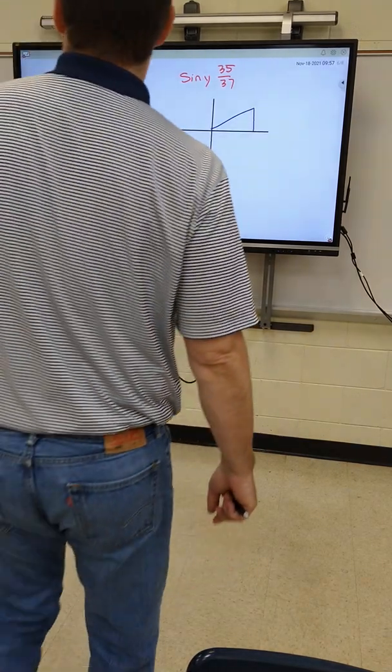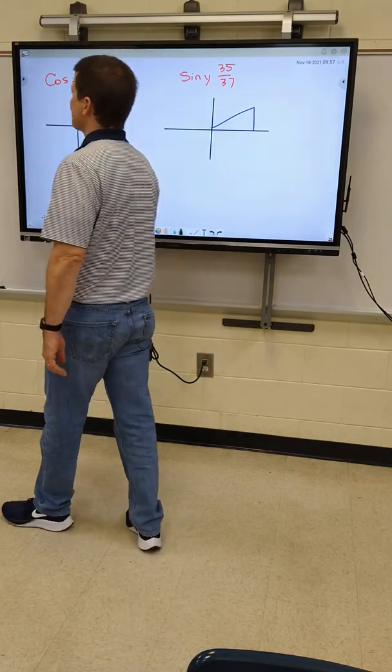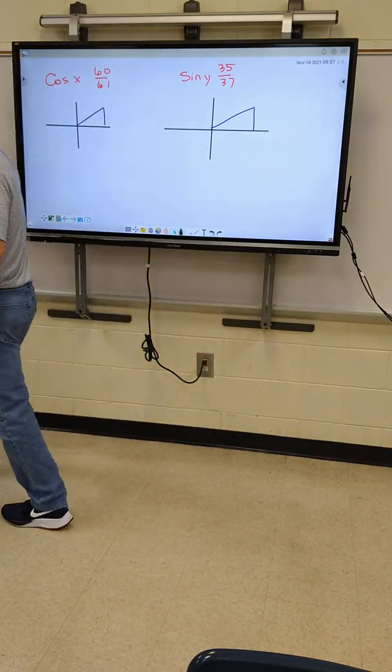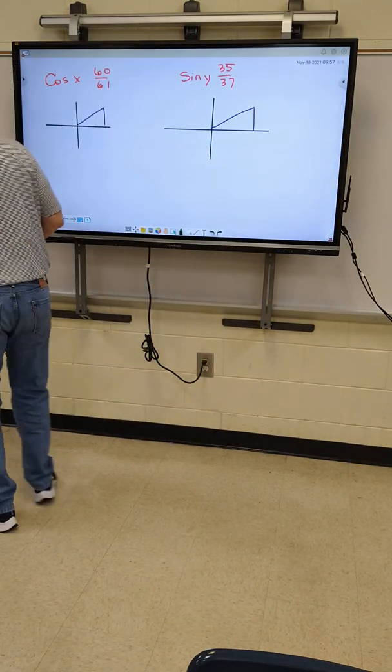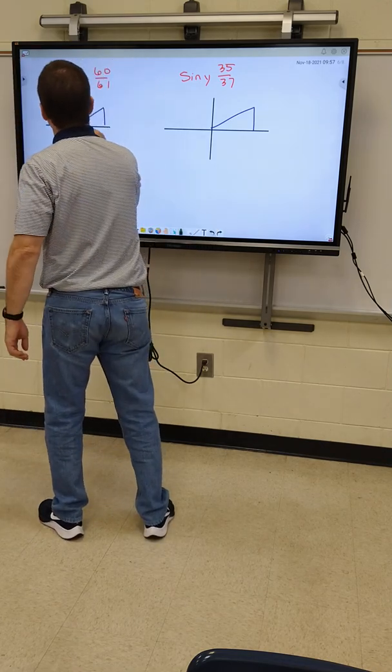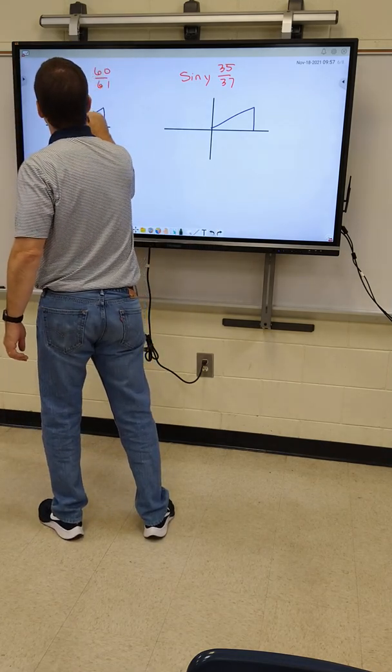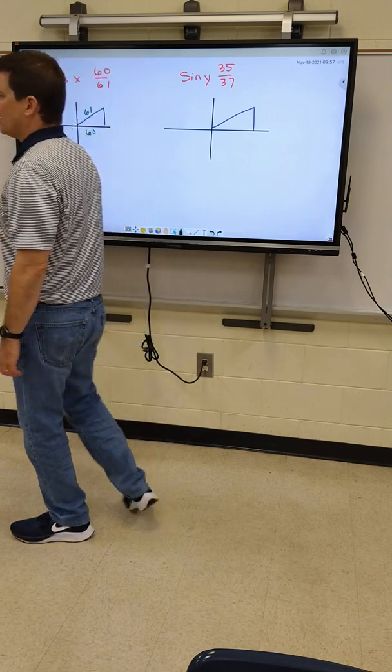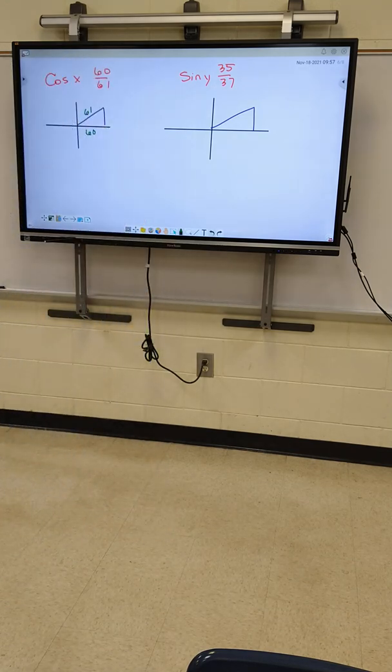All right, what's my formula for cosine? X over r, right? So 60 goes on the x, 61 goes on the r. Wyatt, how do I find that other side? Do it with your calculator and show me the answer. 61 squared minus 60 squared.